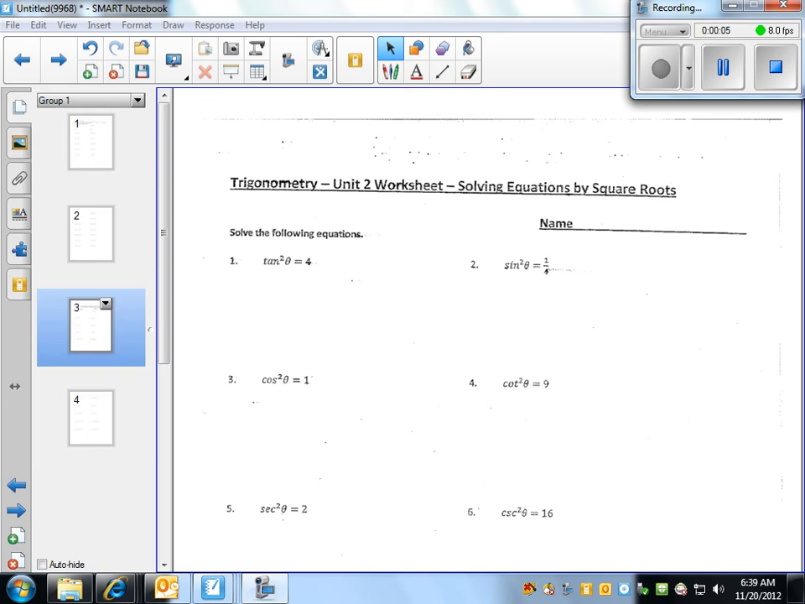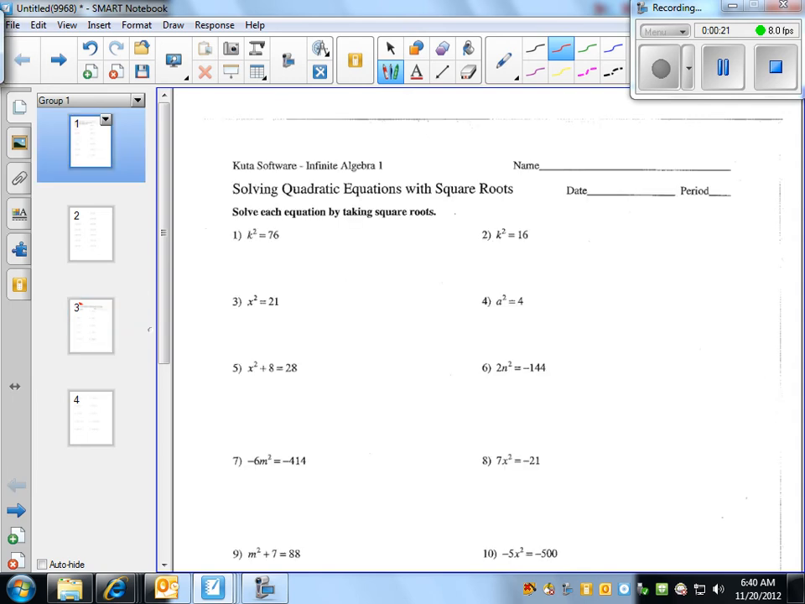We're going to take a look here. This is 2.3b. We're going to be solving equations of trig functions still, but we're going to be doing them by solving by using a square root. Okay, and so we're going to go through and work this in a second, but just want to take you back.